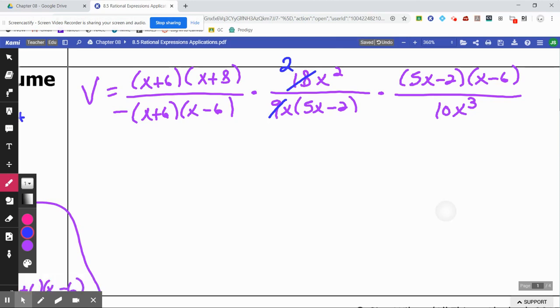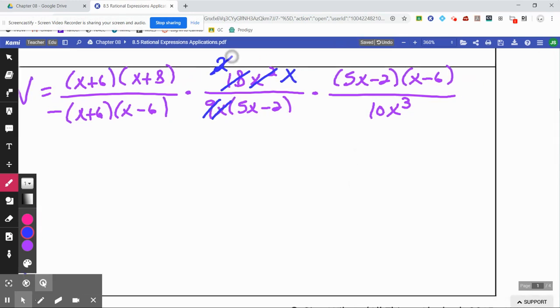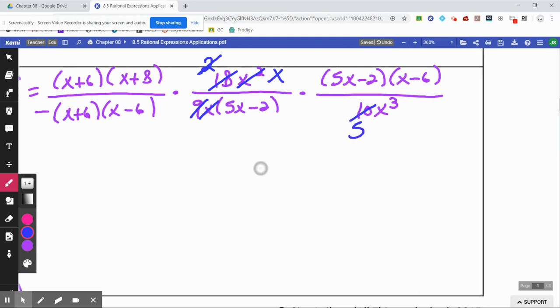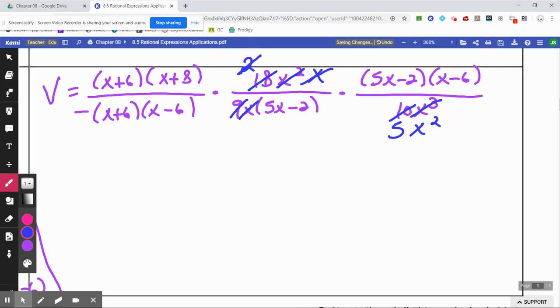You can go ahead and cancel x's if you'd like. You have 2 x's here, 1 x here. That's going to leave you with a single x on top. Your 2 will cancel with your 10 and leave you with a 5 and a 1. You don't have to put the 1s. Your x here will cancel with these 3 x's and leave you with 2 x's on bottom. And I believe that's all of our monomial work. So it left you with a negative here and a 5x squared, and that's all the monomials.